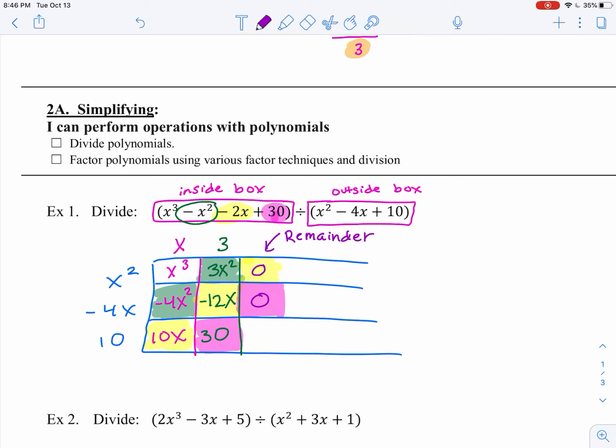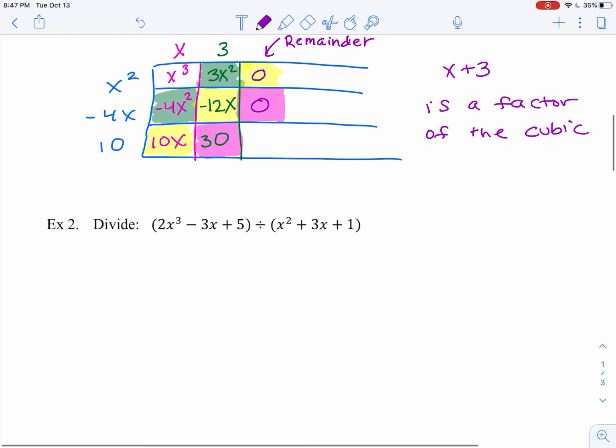So what does this mean when a remainder is 0? It means that it divided evenly, which means that this solution, x plus 3, is a factor of the cubic. So whenever I get a remainder of 0, it tells me that it divides evenly, which means that x plus 3 would be a factor. Now let's take a look at one where we do get a remainder.